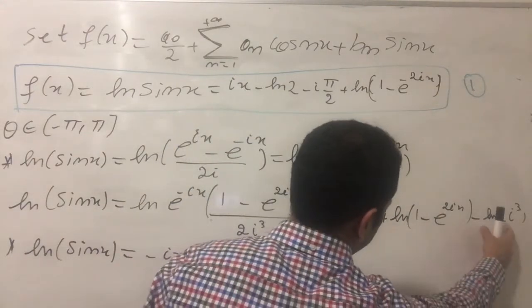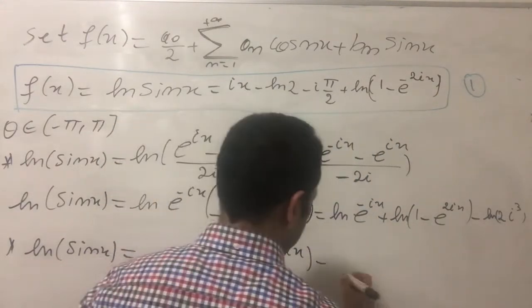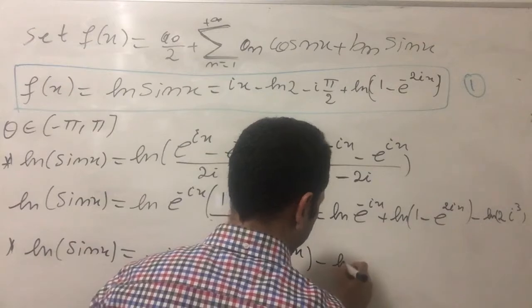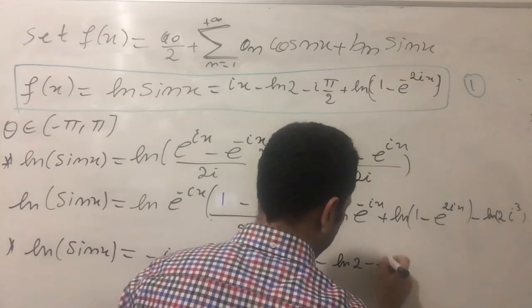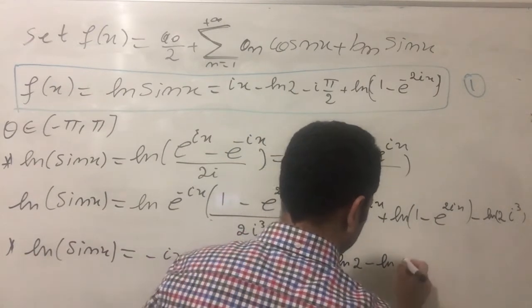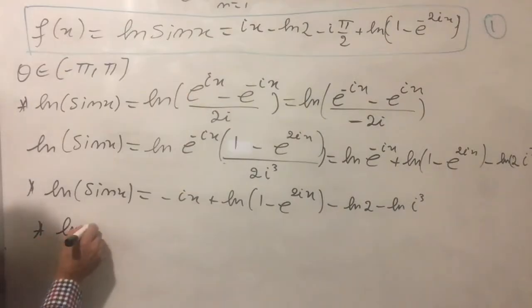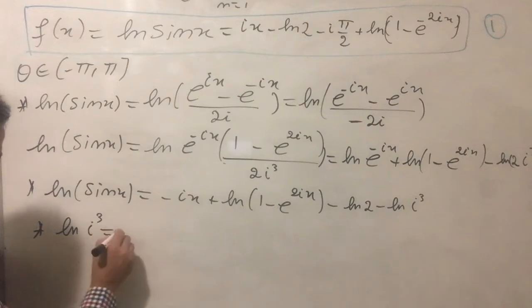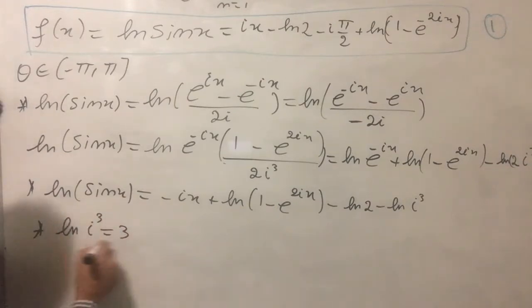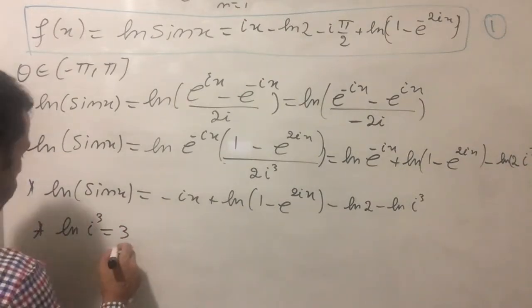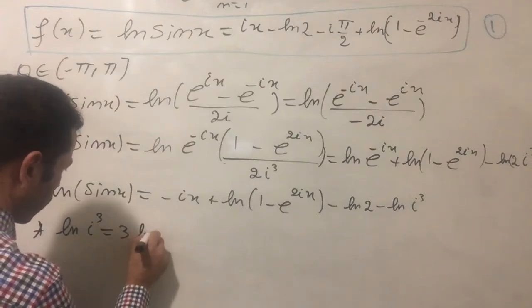I'm going to simplify this one, which gives us minus natural log of 2 minus natural log of i^3. Okay, I'm going to explain this one. Natural log of i^3 equals 3 times natural log of i, by applying the natural log rule. We will have 3 natural log of i.